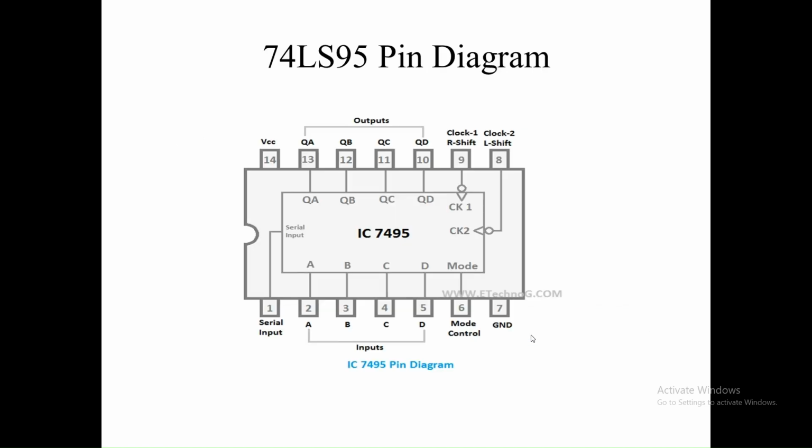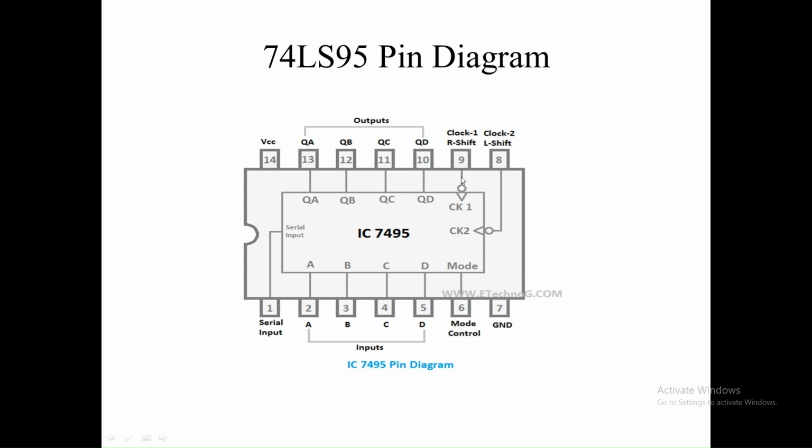This is the IC pin diagram of 74LS95. It is a 14-pin IC. Pin number 7 is ground. Pin number 14 is VCC. As there are a total of 4 flip-flops, there are 4 outputs: QA, QB, QC, QD.